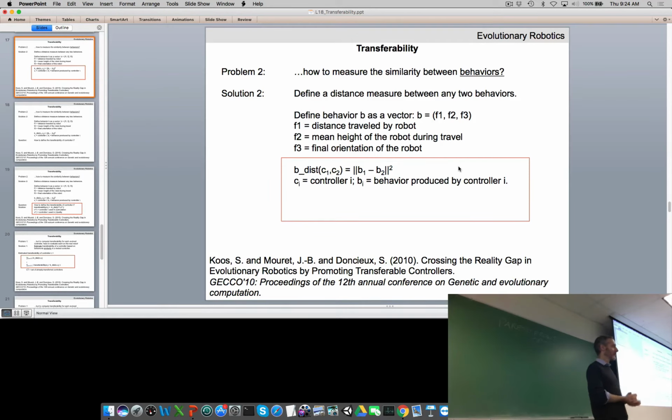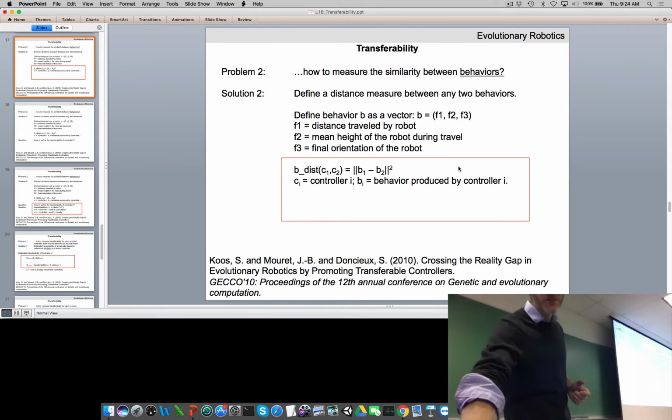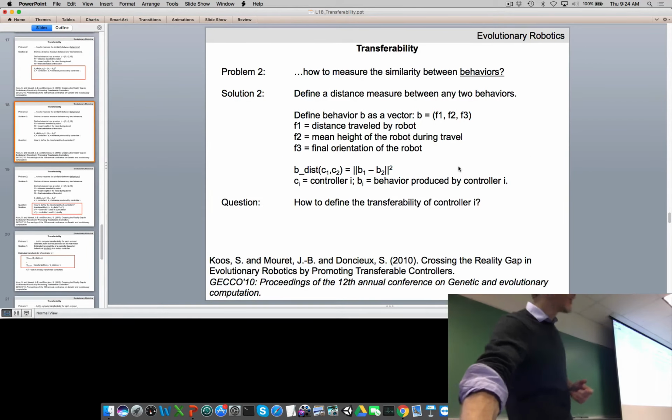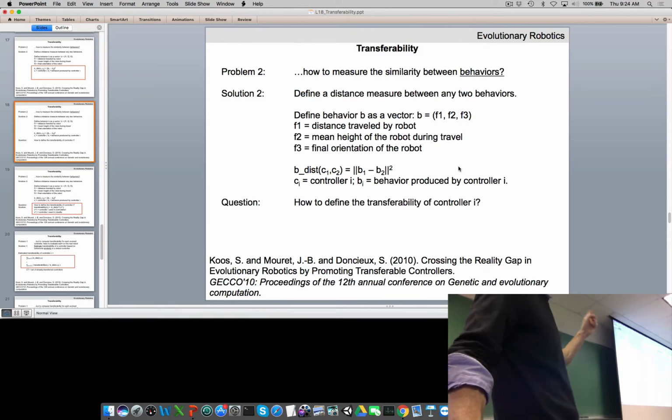They're just totally different. One moved slowly, one moved fast, one walked on its tippy toes, one crawled along the ground. One ended up facing forward, the other ended up facing backward, right? Very, very different behaviors. Okay, so now we've got this distance measure between two controllers. We're going to use it now to define transferability. How do you think we're going to use it to measure transferability?